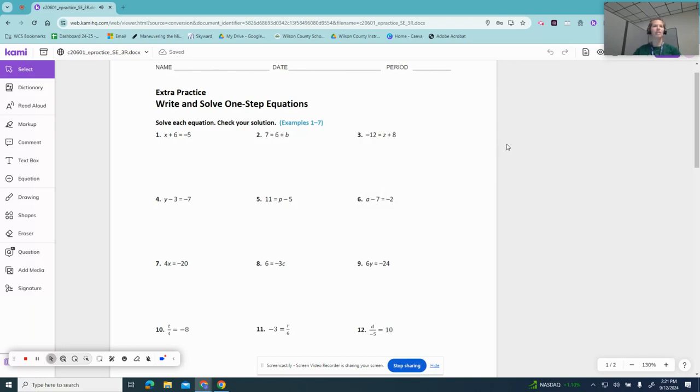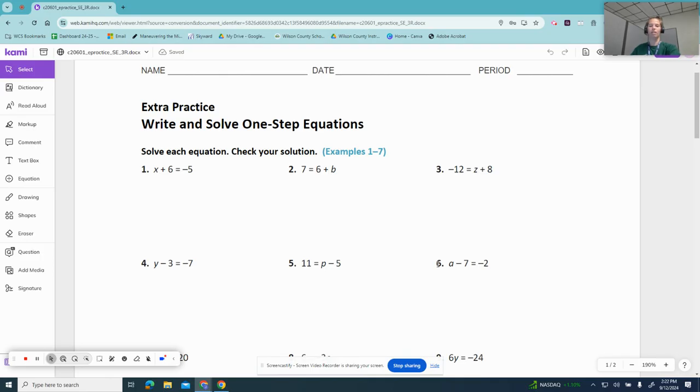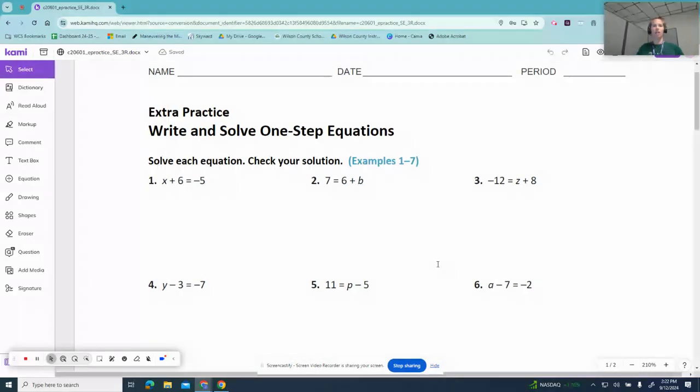Today we will be solving one-step equations with addition and subtraction. Okay, so when we are solving one-step equations, we are going to utilize something called inverse operations. And all that means is we are doing the opposite.